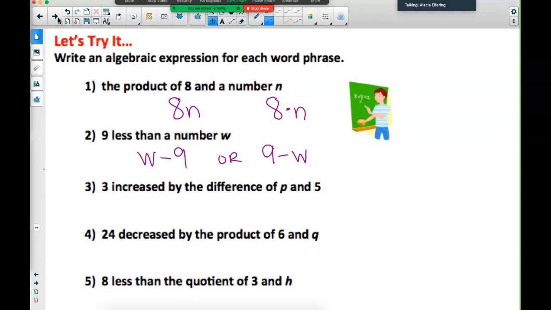This is where that "less than" comes in. Remember when we wrote less than down, we said you have to be careful. Brady? W minus 9. It's the w minus 9. Okay, so it's not this one, because it says 9 less than, we're taking the 9 away from the w. So it has to be w minus 9. Now when you type this in your homework, you guys, use lowercase letters.